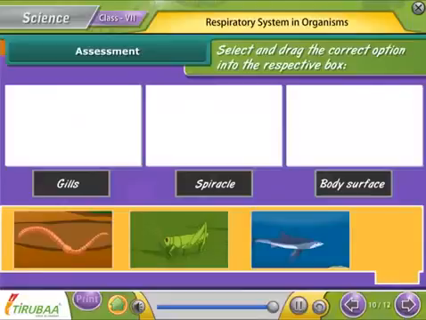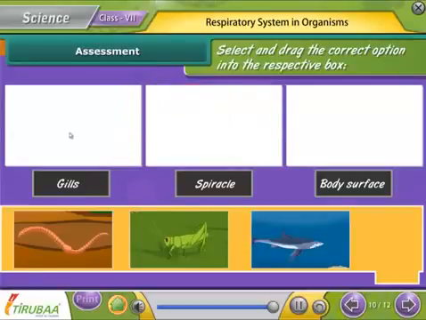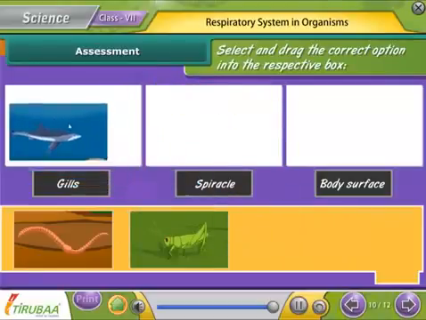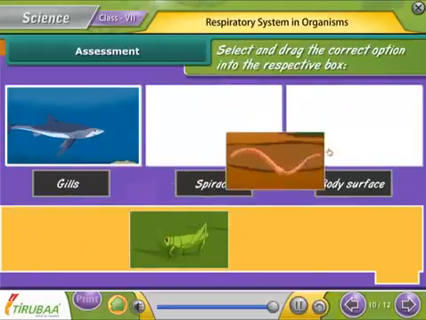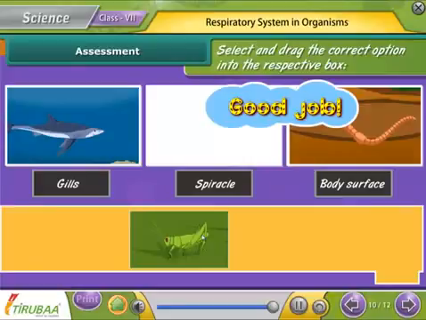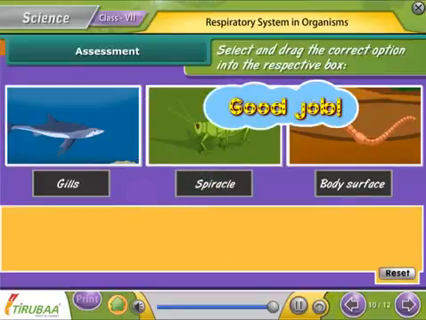Select and drag the correct option into the respective box. Try again. Good job.